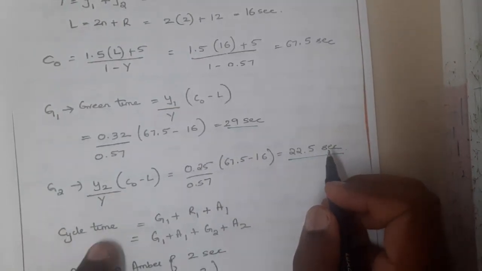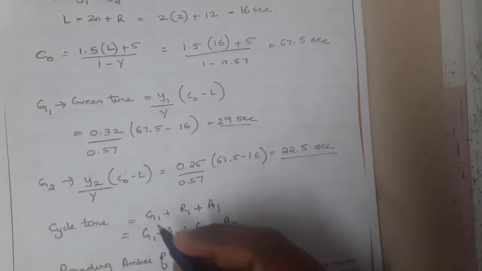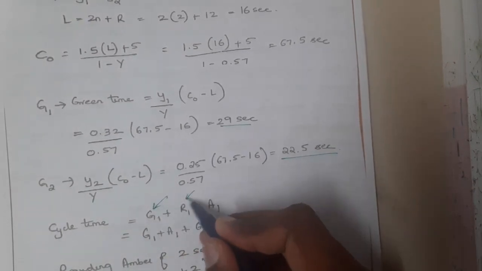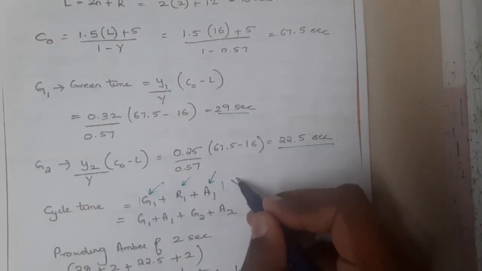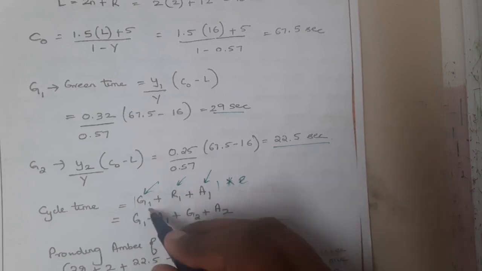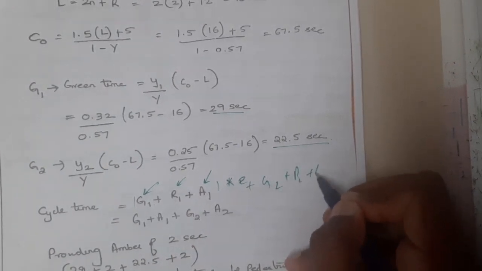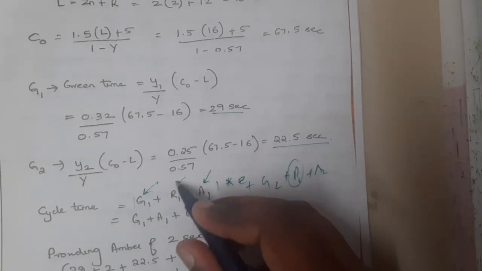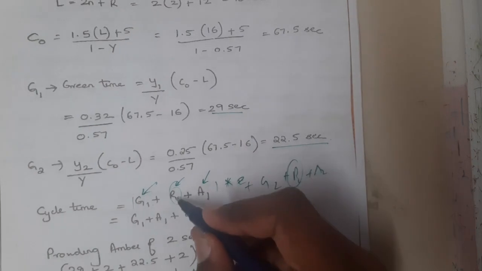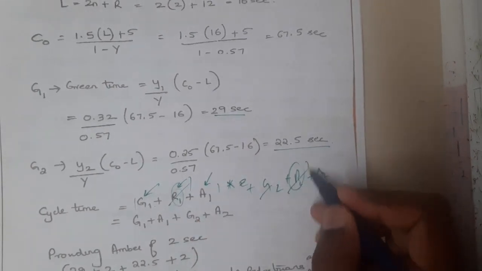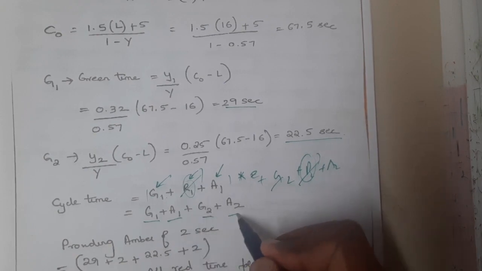So what is cycle time, guys? Cycle time is nothing but the time taken, that is G plus R plus A for a single phase. If it is for 2 phases, you add them: G1 plus R1 plus A1, and again plus G2 plus R2 plus A2. Here we don't know the values of R1 and R2, so we assume them as zeros for the initial stage. Hence the formula is G1 plus A1 plus G2 plus A2.